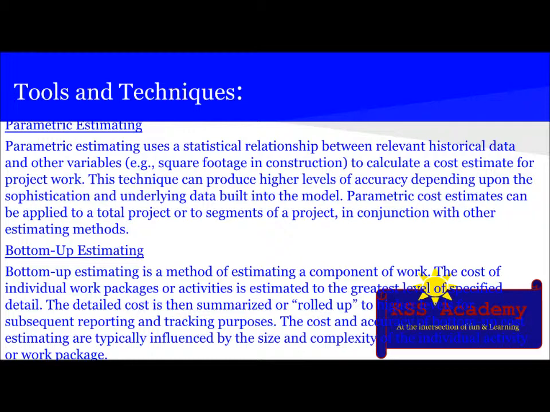This technique can produce higher levels of accuracy depending upon the sophistication and underlying data built into the model. Parametric cost estimating can be applied to a total project or to a segment of a project, in conjunction with other estimating methods. In case of bottom-up estimating, it's a method of estimating a component of work. The cost of individual work packages or activities is estimated to the greatest level of specified detail. The detailed cost is then summarized or rolled up to a higher level for subsequent reporting and tracking purposes. The cost and accuracy of bottom-up cost estimating are typically influenced by the size and complexity of the individual activity or work packages.